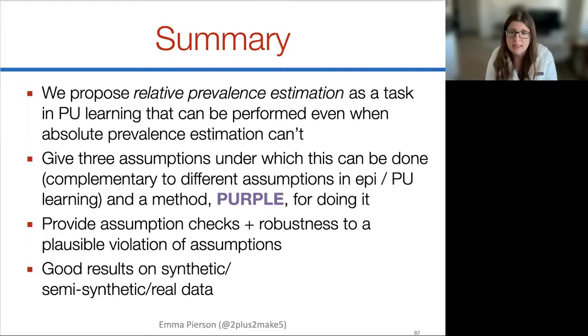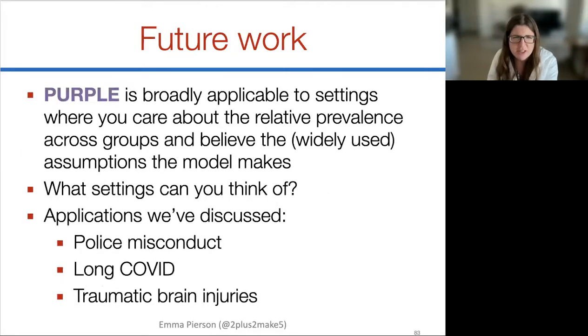So to summarize, we propose relative prevalence estimation as a task in PU learning, which you can do even if you can't get the absolute prevalence. We give 3 assumptions under which this can be done, and we show that the method works reasonably well on several different data sets. Future work here, I think there are other settings where you can apply this besides IPV. I think long COVID is an obvious example of something which is really underdiagnosed, and we'd like to know what groups it particularly affects, but I think there are other settings as well.